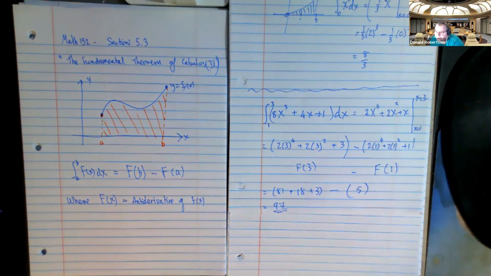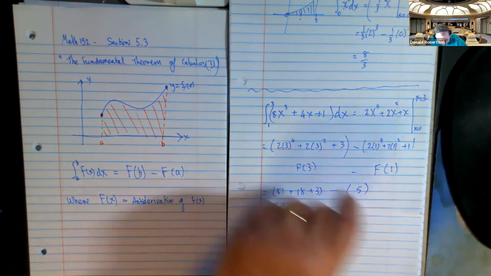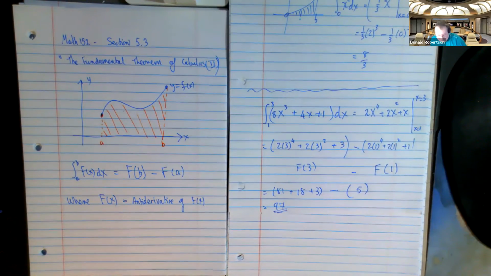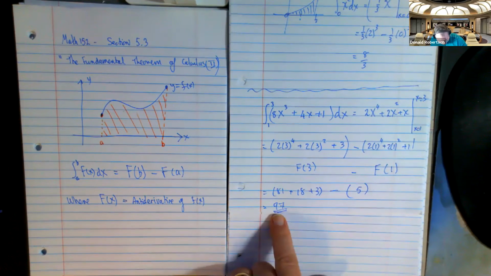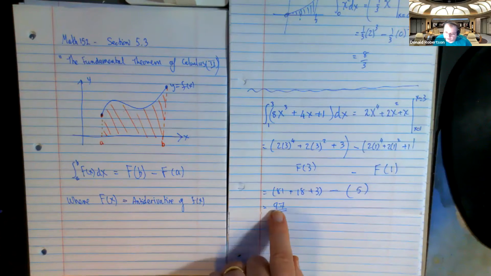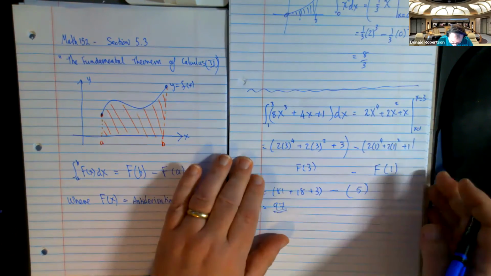Are you comfortable with the process of finding the area under a curve? It's basically finding the antiderivative and evaluating it at the big number, take away the little number. And the area of that particular curve, which I don't even need to draw to get the answer, would be an exact value of 97.